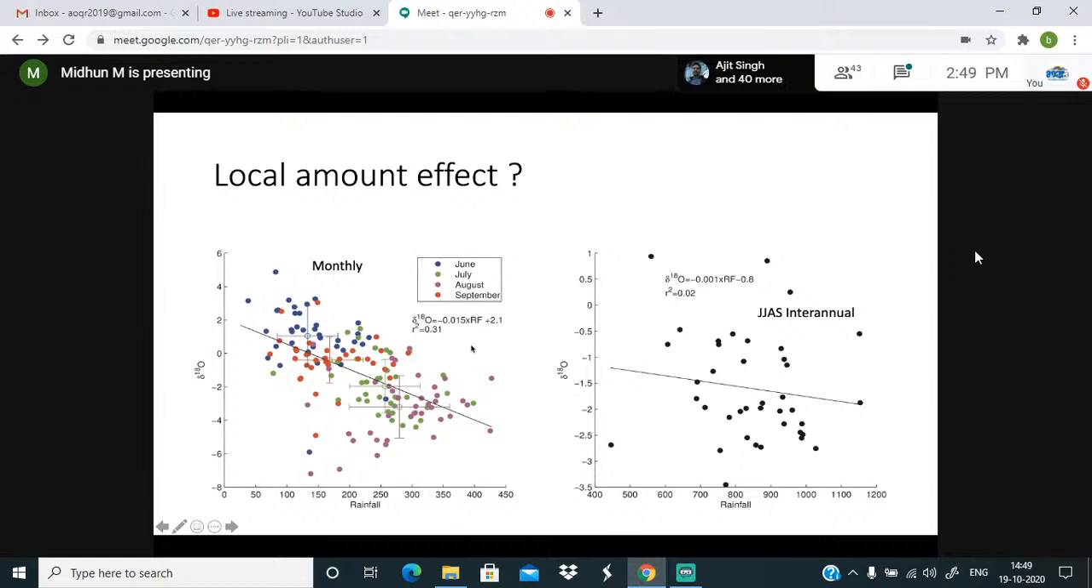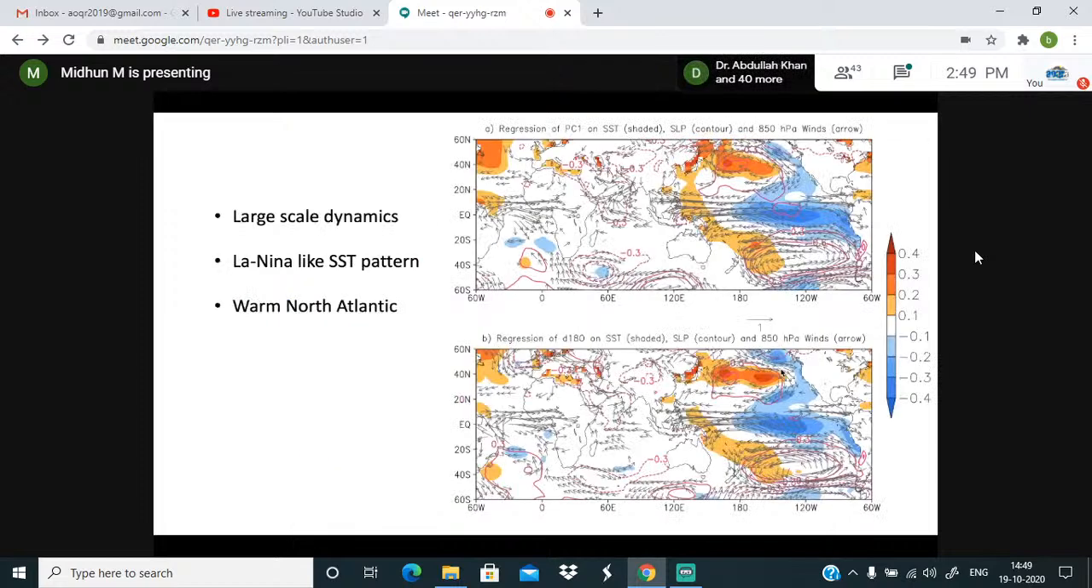When you average June to September rainfall delta 18O and plot it against total JJAS rainfall during each year, there is no correlation between them. So the amount effect is not the driver for this relation. We need to explore the dynamics behind this relation, so I did some regression analysis with different atmospheric parameters.